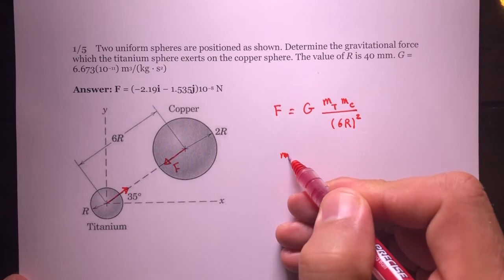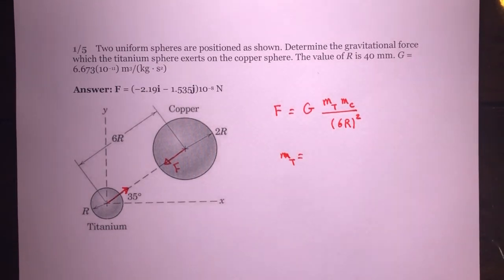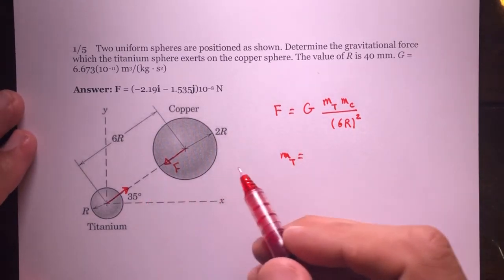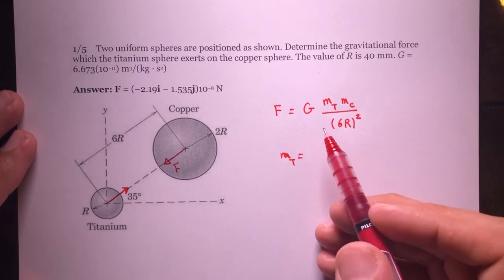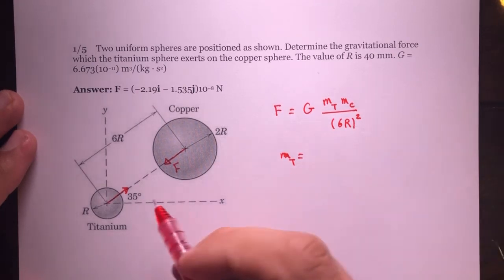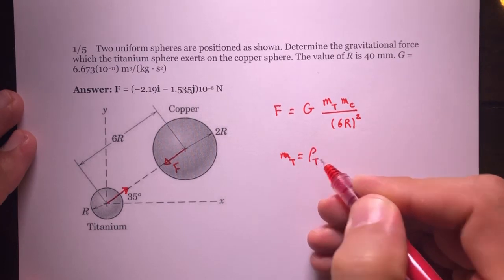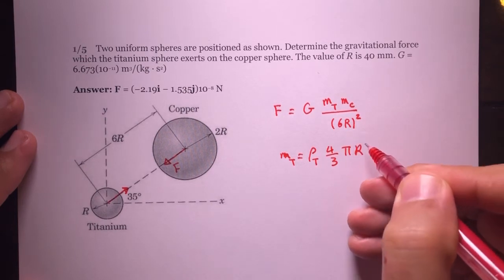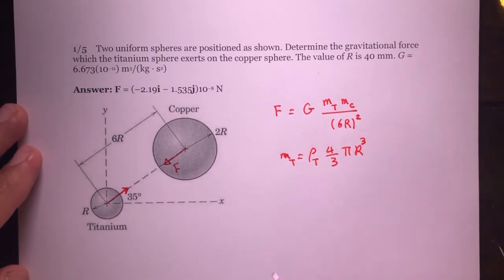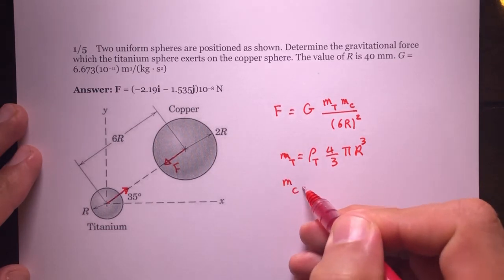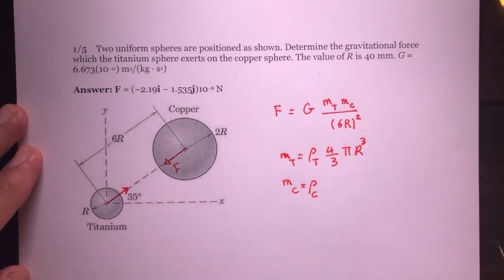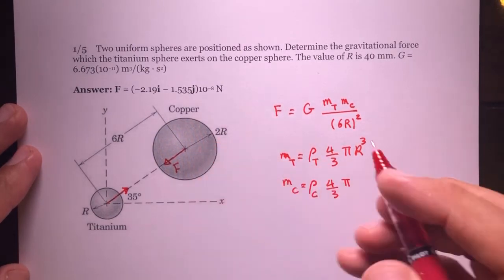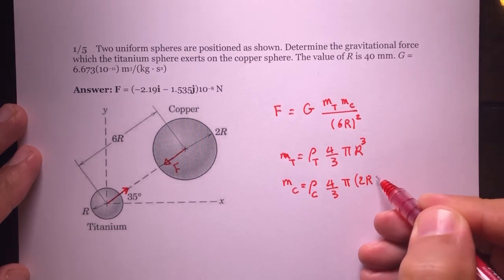To find the mass of these two, you need to multiply the density of these two by the volume of them. The volume of a sphere is 4/3 of pi r cubed, right? So for titanium, it's going to be rho of titanium times 4/3 pi times r cubed. And for copper, you need to find the density of the copper from the tables of the book. Then the volume is 4/3 of pi times the radius of the copper, which is 2R, so (2R) cubed.